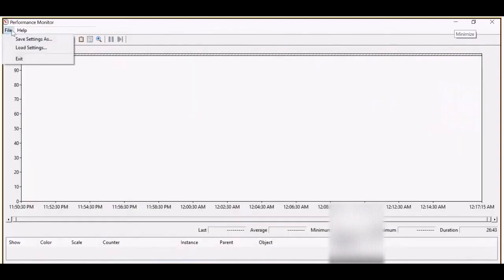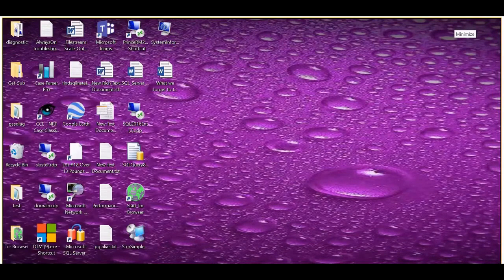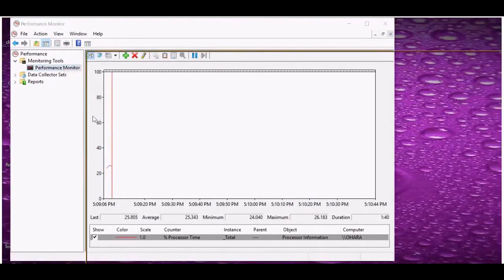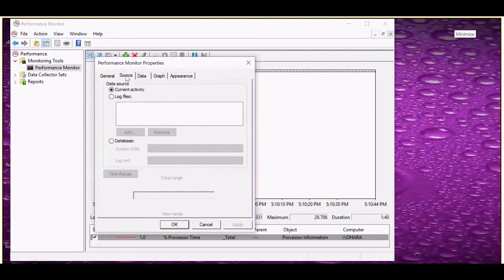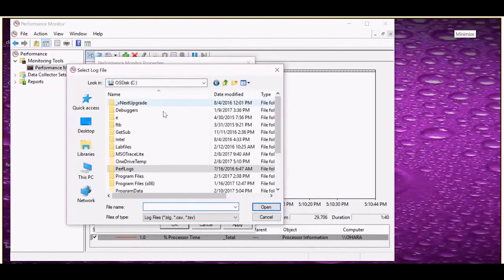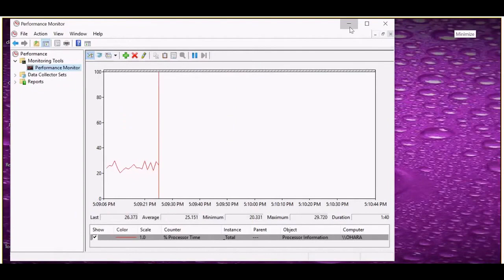The way to do that is you say File, not there. If you open up Perfmon, you can right-click here and go to Properties. You go to Source and you can indicate the BLG file you want to look at. So you just go find your file and double-click on it. But we already have one open.